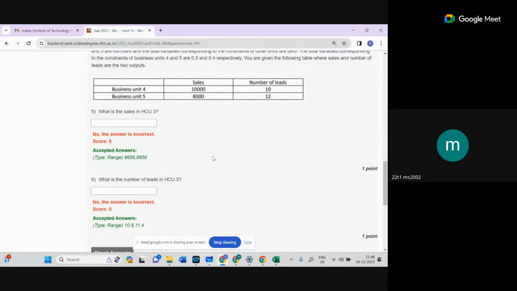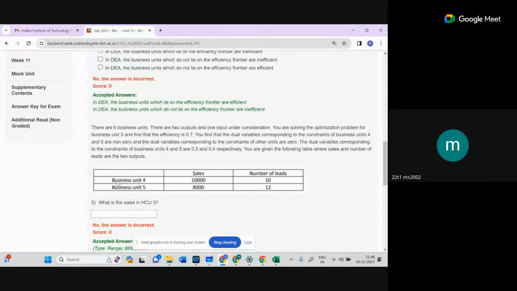So business unit 4 has sales of 10,000. Business unit 5 has sales of 8,000. If you look at this particular problem, you see the business unit has 2 non-zero dual variables.